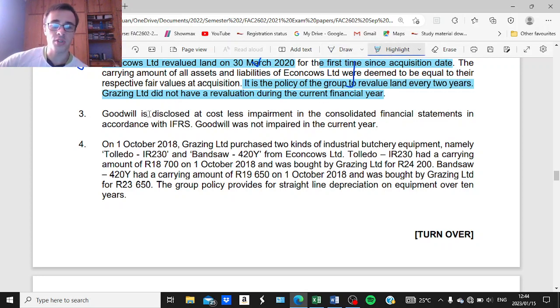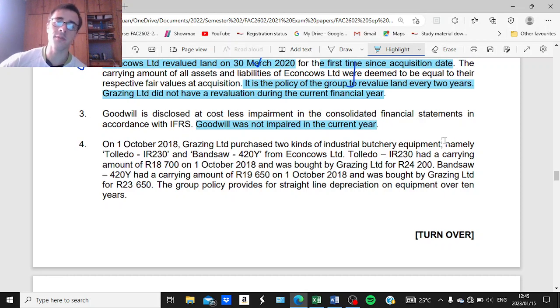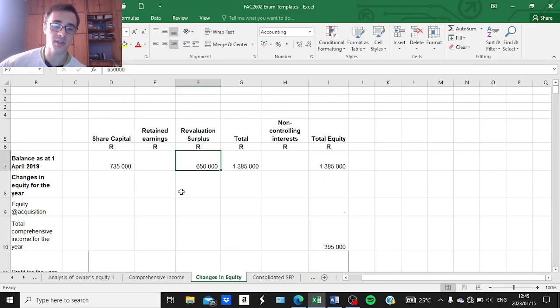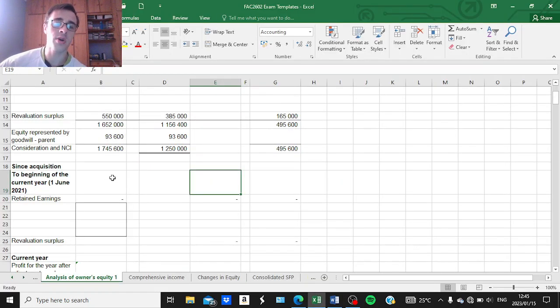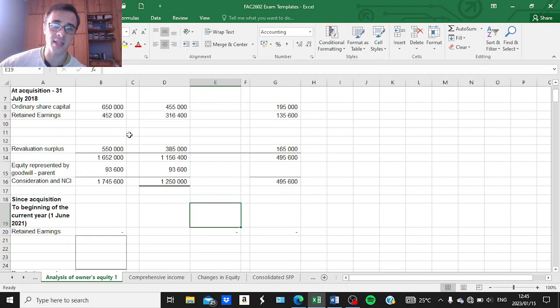On to additional information point 3. Now, goodwill is disclosed at cost less impairment in the consolidated financial statements in accordance with IFRS. Goodwill was not impaired in the current year. In FAC2602, we do not deal with impairment losses relating to goodwill. So the amount calculated in the analysis of owner's equity, after you have made all necessary adjustments where needed, will be the final amount for goodwill.